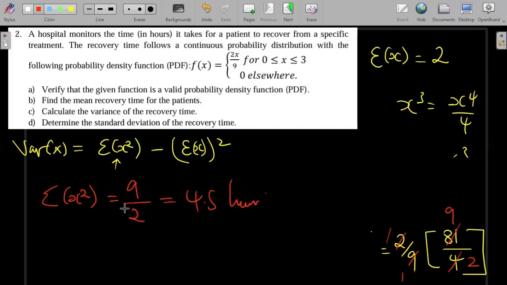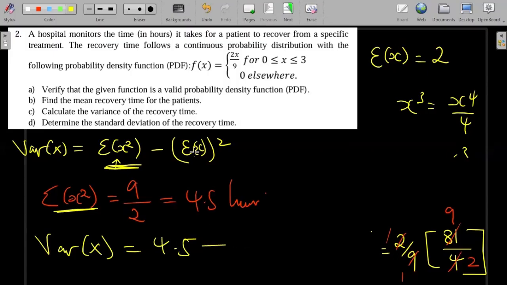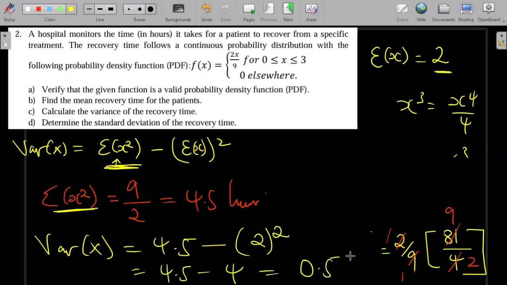So this is our expected value of x squared, but our goal is to find the variance. So variance is equal to the expected value of x squared, which is 4.5, minus the expected value of x, but we square it. The expected value of x was 2, and then we square it. So we're going to have 4.5 minus 4. So this will just be 0.5. It means our variance is just 0.5.